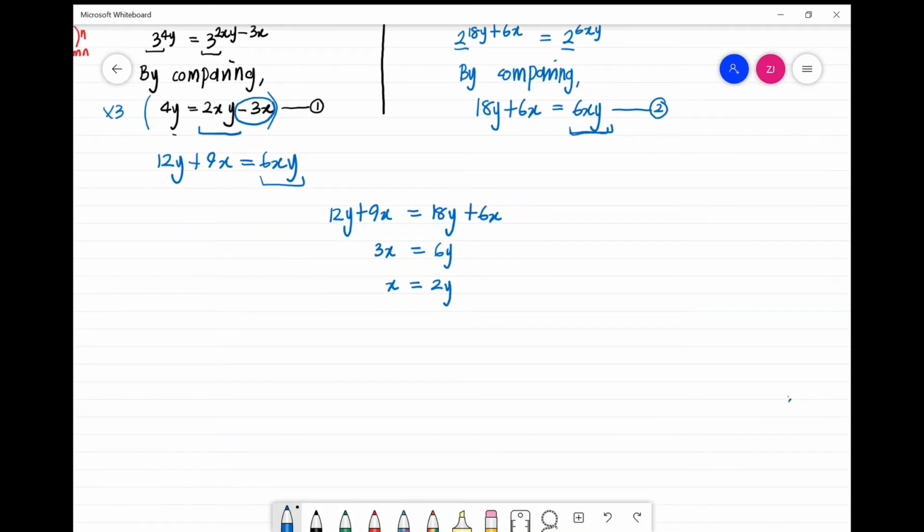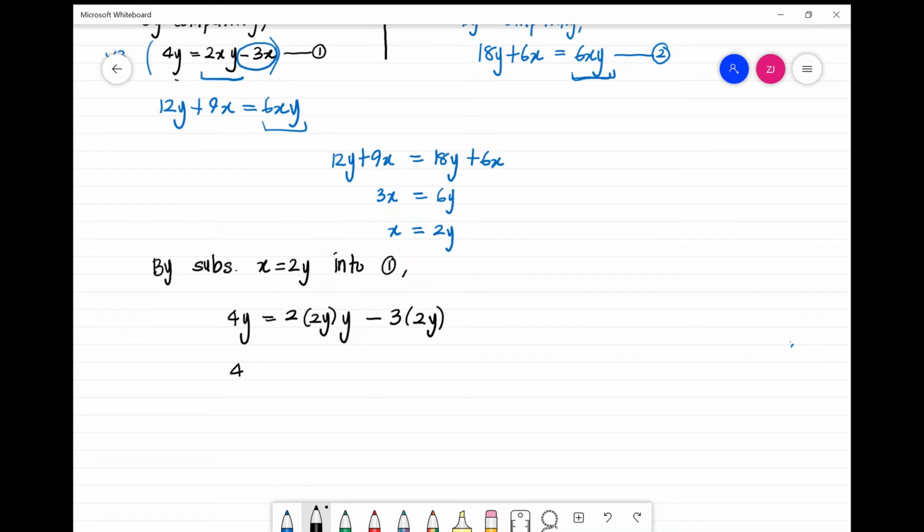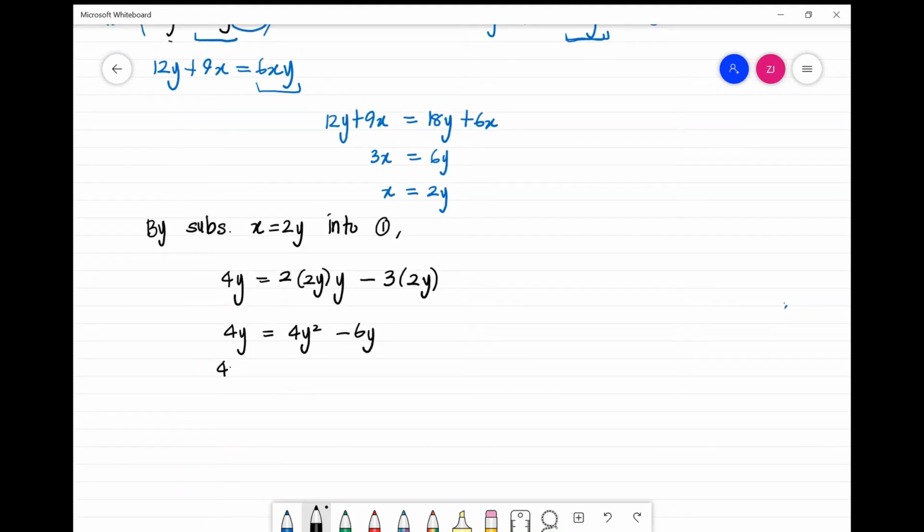So we are going to substitute. Okay, substituting x equals to 2y into the first equation. So we will have 4 times y equals to 2x y minus 3x. Okay, so we will have this all equation in terms of y. So we simplify first, and then we collect everything on one side. So we have 4y squared minus 10y equals to 0.